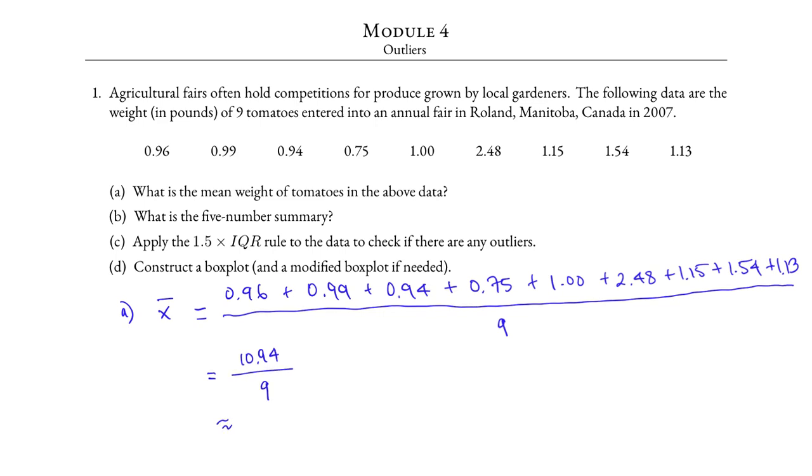This is roughly 1.2156. The units for the mean is also the same as the units of these observations, pounds. This means on average the tomato weighs 1.2156 pounds.